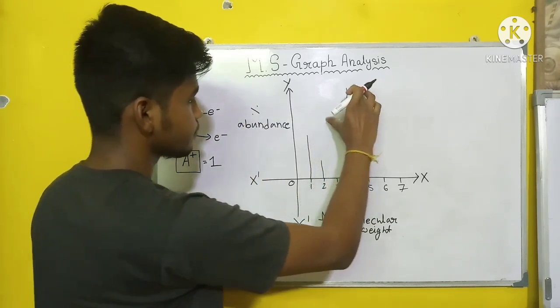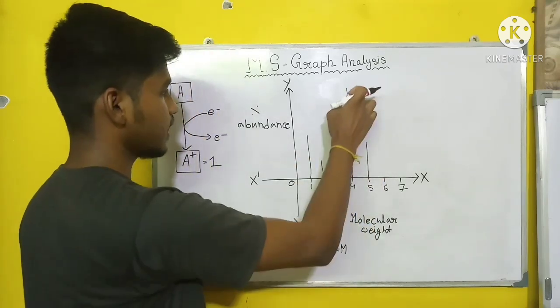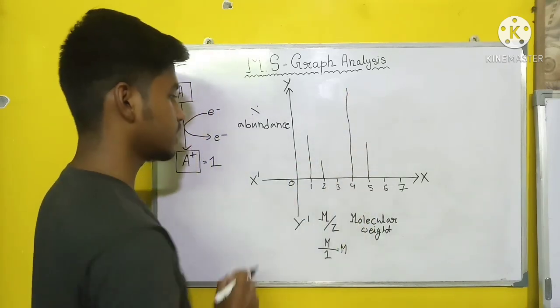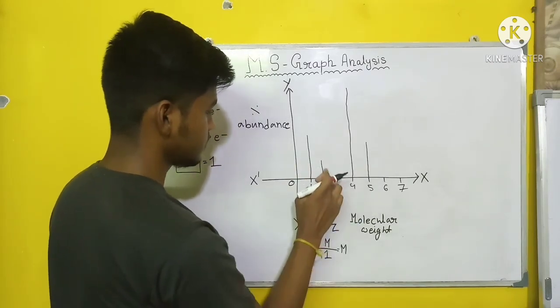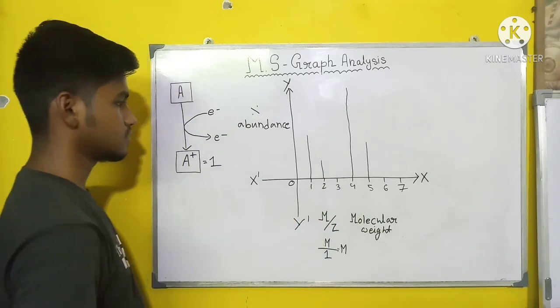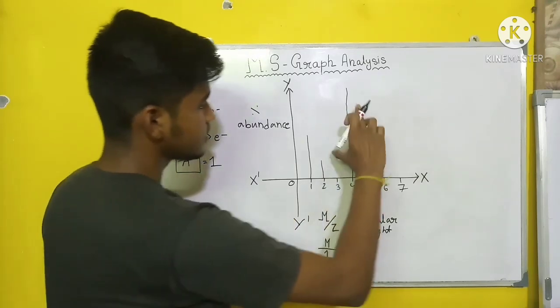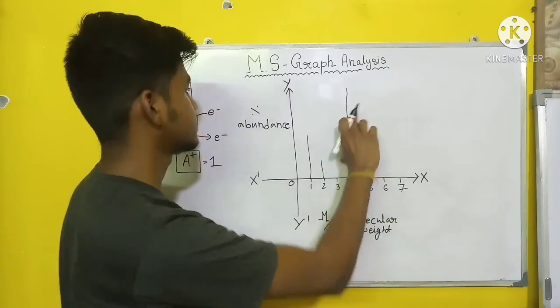Look at the peak of those lines. This is the highest peak among the 4 lines. This is the second highest. This is the third highest. This is the fourth highest, the last. So look at this peak, guys.